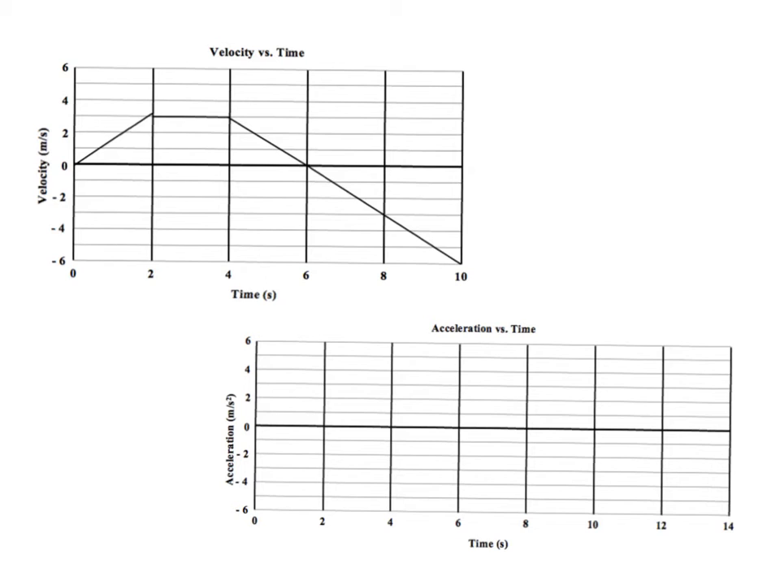All right, so the first 2 seconds, it's maintaining that same slope. So your rise here is going from 0 up to 3, and the run there is going over 2. So 3 divided by 2 would be 1.5. Right, for the next 2 seconds here from 2 to 4, you have a horizontal line, so you already know that it's going to be 0 there.